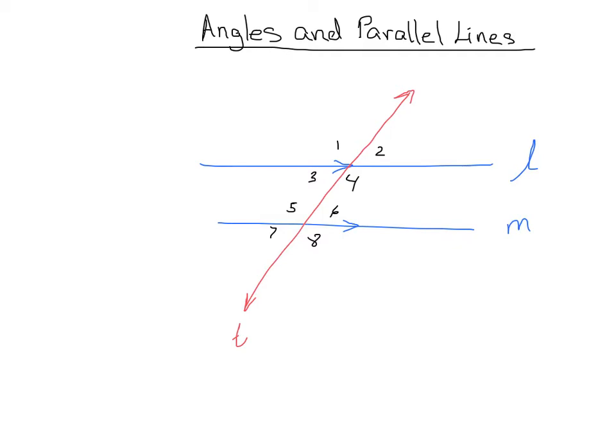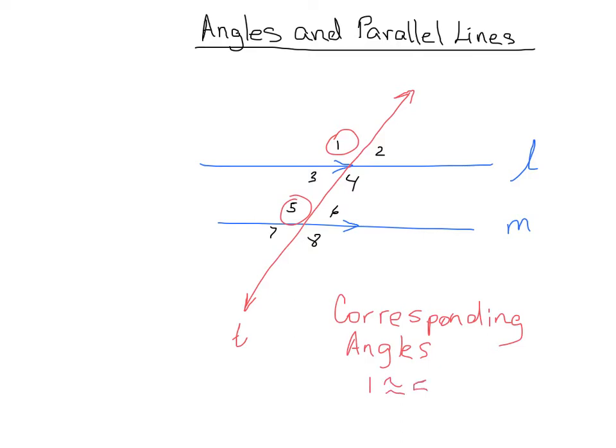So for example, let's first look at 1 and 5. So 1 and 5 are on the same side of the transversal, and they're both at the top of their corresponding lines. So those angles are actually called, funny enough, corresponding angles. So there is a rule that if our lines are parallel, so like in this case L and M are parallel, corresponding angles will be congruent. So in this case, 1 is congruent to 5.